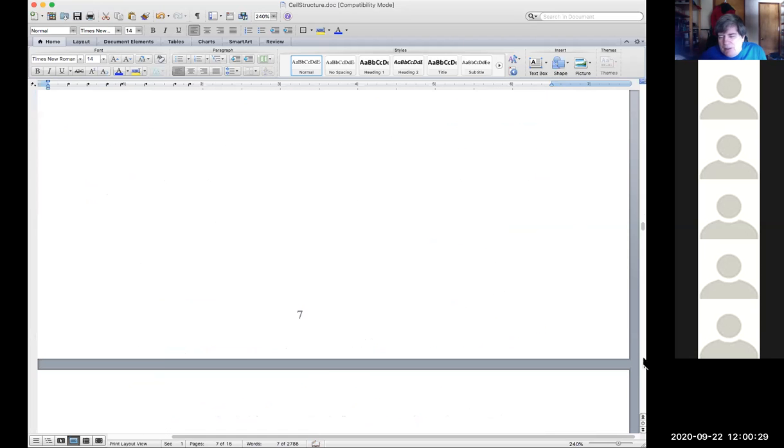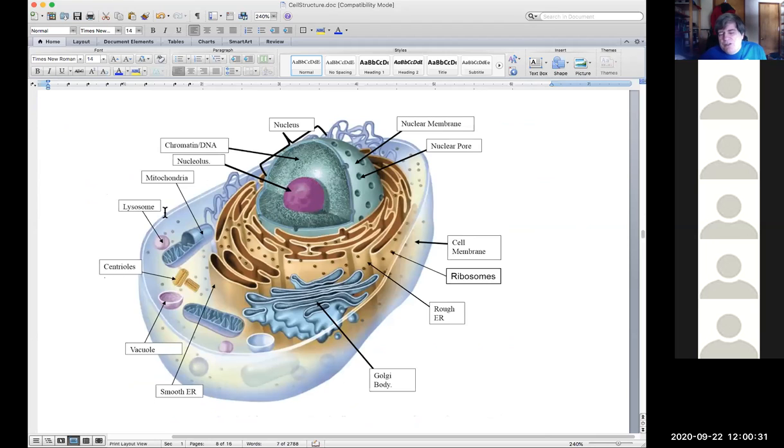So let's come down for a minute. Let's look at a diagram. So this is a eukaryotic cell. This is an animal cell, so this kind of bluish purple around the edge is the plasma membrane. Notice all the stuff inside the plasma membrane. We've got the nucleus, we've got chromatin, we've got the nucleolus, we've got the mitochondrion, we've got a lysosome, we've got centrioles, we've got a vacuole, we've got smooth endoplasmic reticulum, the Golgi body, rough endoplasmic reticulum, ribosomes, the nuclear pore, the nuclear membrane, all those different parts.